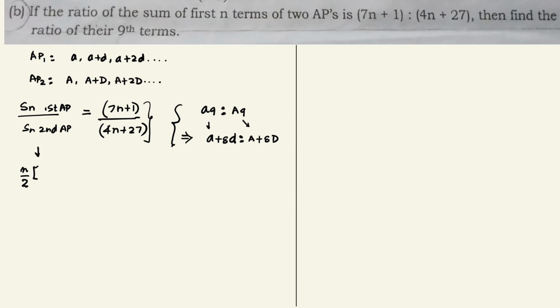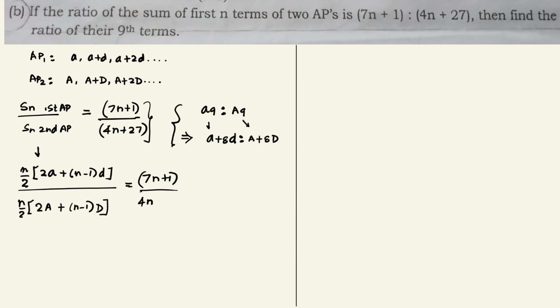So n by 2 times 2a plus n minus 1 into d for the first AP, the whole divided by n by 2 times 2 capital A plus n minus 1 into capital D, because these are two different APs, is equal to 7n plus 1 divided by 4n plus 27. Now, n by 2 and n by 2 get cancelled. If you observe, this is 2a, this is 2 capital A.